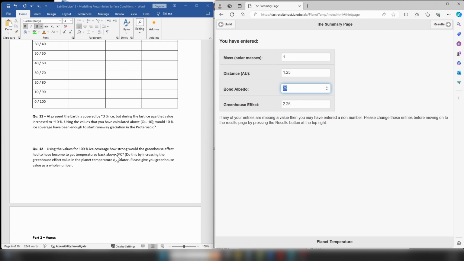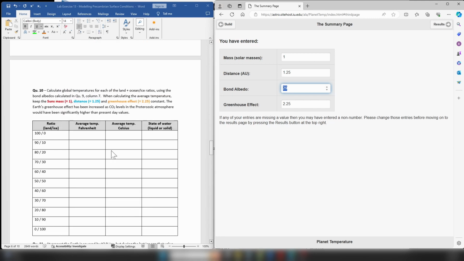And so the only logical explanation is that the Earth's greenhouse effect throughout the Proterozoic steadily became stronger again. And this will have led to the greenhouse effect becoming more potent, more heat being retained in the Earth's atmosphere and on the Earth's surface, and that will eventually get to the point where the Earth's surface is warm enough to start the ice melting. And so what you're going to do is you are simply going to take the conditions that you have for 100% ice coverage, and you're going to start increasing the greenhouse value for the planet temperature calculator.